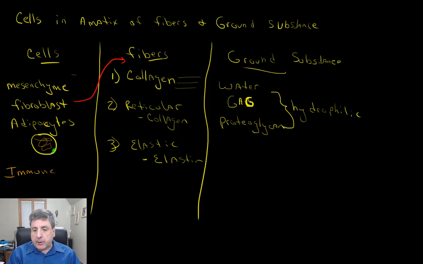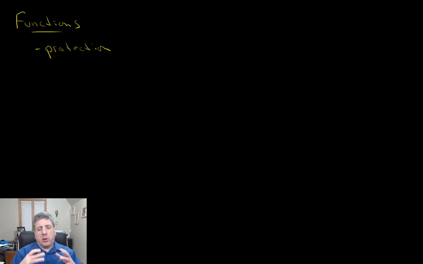So let me do one more thing. Let me scroll down on this. Let's just go through a little bit of the functions. Functions of connective tissue, briefly. We are looking at protection. Okay, protection. If you look at bone is a connective tissue. So if you look at bone, your ribs are protecting organs underneath. So pelvic bones are protecting the pelvic organs.